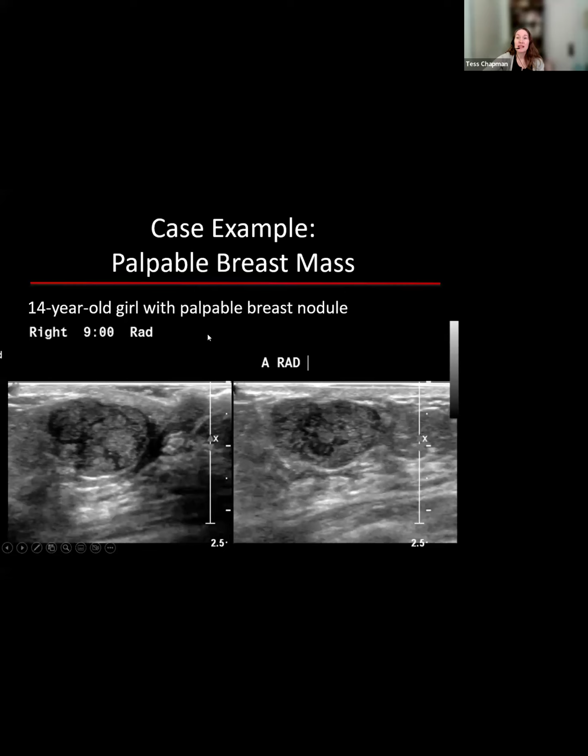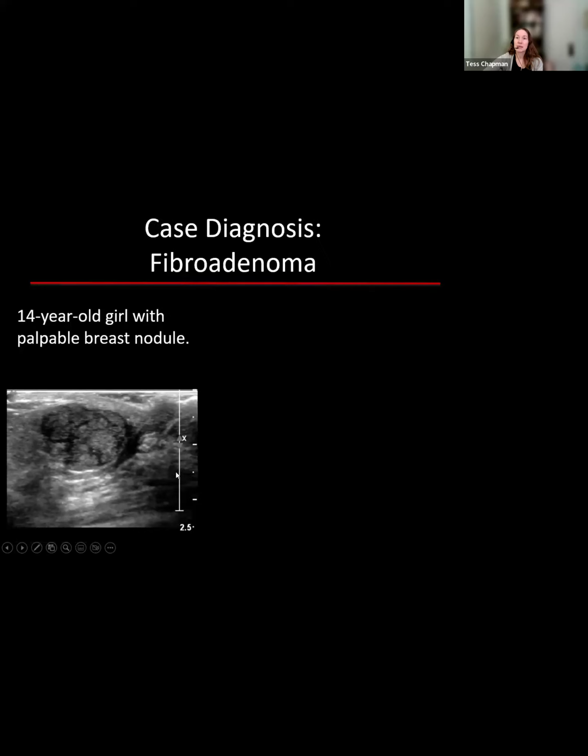Okay, so let's move on to a very common case that everyone needs to be comfortable with. This is a case of a palpable breast mass in a 14-year-old girl. And so, of course, she underwent breast ultrasound. On the right side, at the 9 o'clock position, we see a solid mass. It is fairly well demarcated, oval in shape, with internal heterogeneous echogenicity and posterior acoustic enhancement.